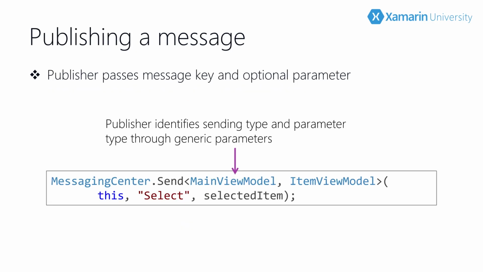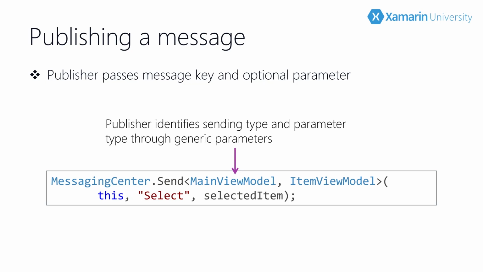To publish a message using the Messaging Center, you call the send method. This is a generic method and it takes either one or two parameters. It always has to include the sender type. Here you can see that's the main view model type. This has to match the first parameter passed to the method. So we're assuming that the this keyword is a main view model in this case.